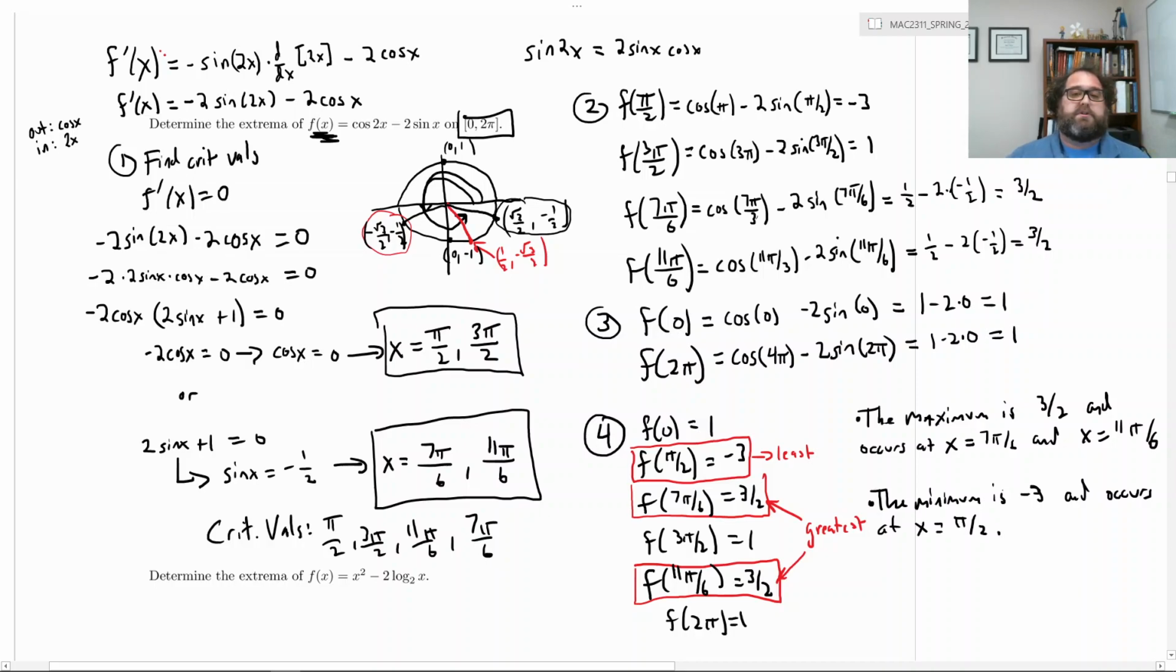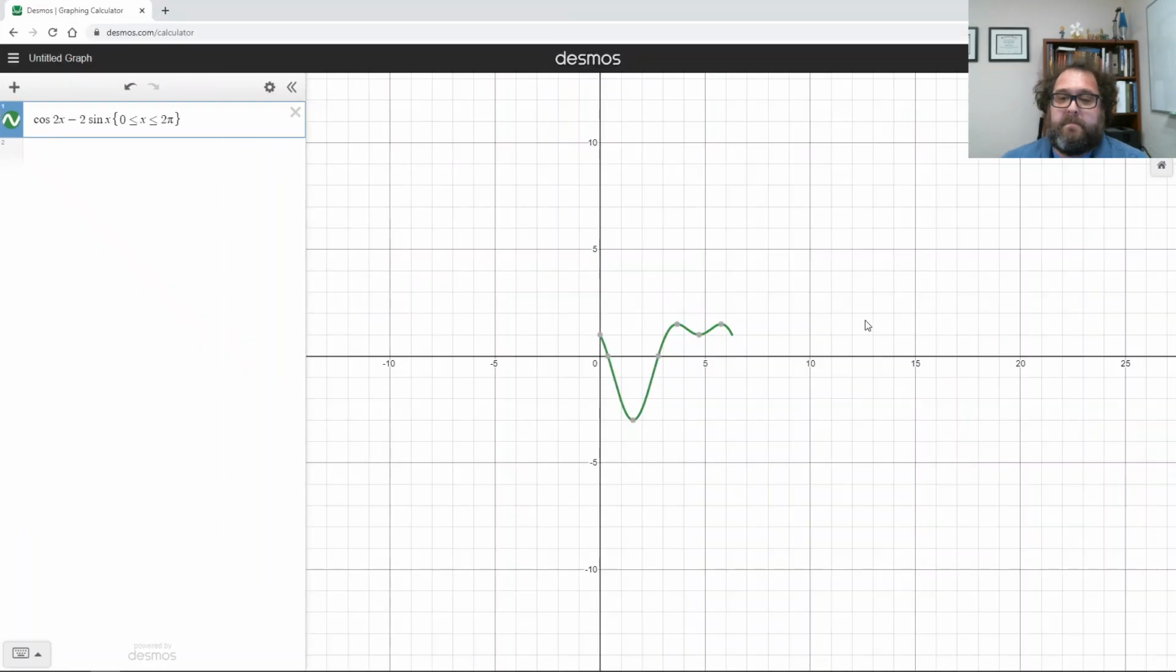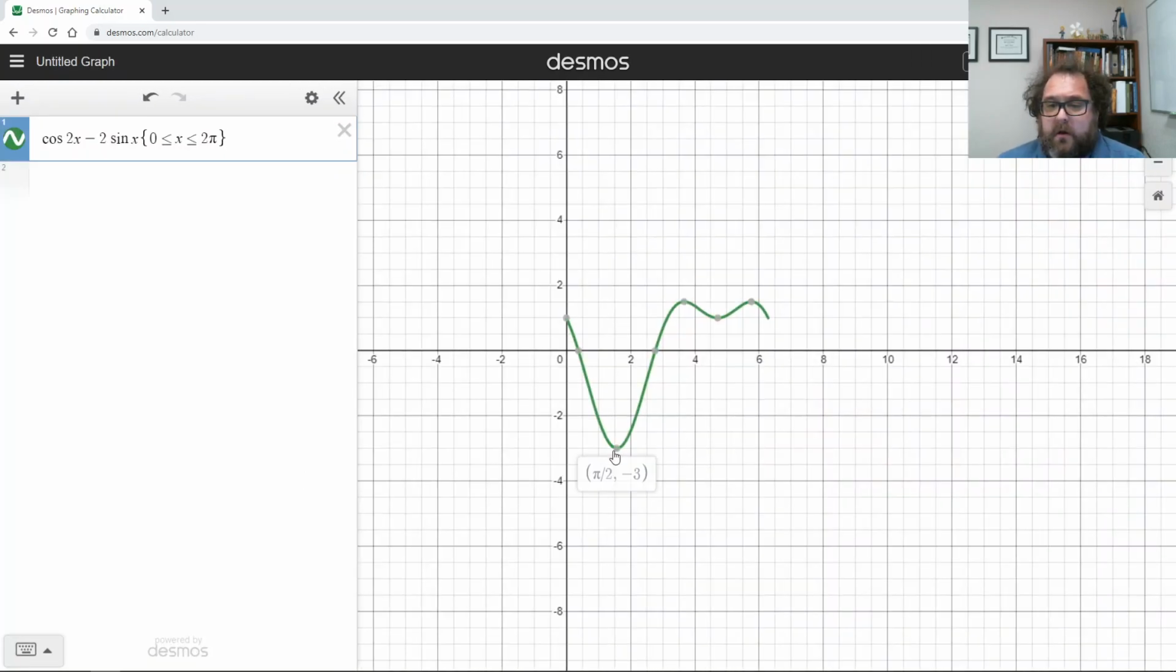All right, let's check ourselves. That was a lot of work, a lot of room for little errors. We have our conclusions. Now let me type out the function and see if it's all correct. So the original function was cosine 2x minus 2 sine x, and the restricted domain was 0 less than or equal to x less than or equal to 2 pi. And so here we are. All right, there we are. That's right. Okay, good so far.